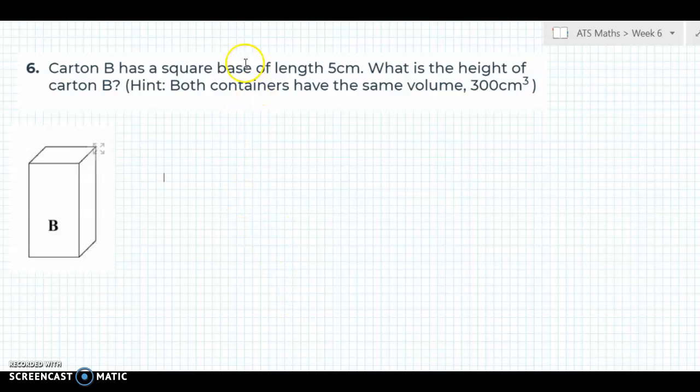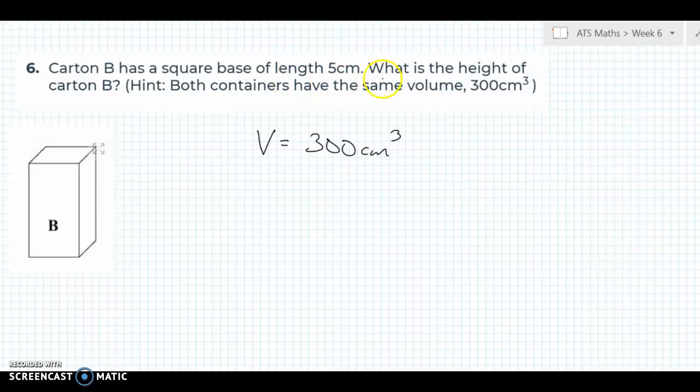Right, carton B has a square base of length 5 centimeters. What is the height of carton B? Now, hint: both containers. This is about a different question as well. I think both containers have the same volume, right? 300 cubic centimeters. So V for volume equals 300 cubic centimeters. That's the amount of space or the amount of liquid that would fit into this container.